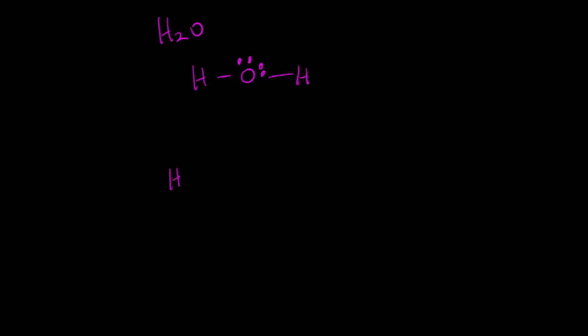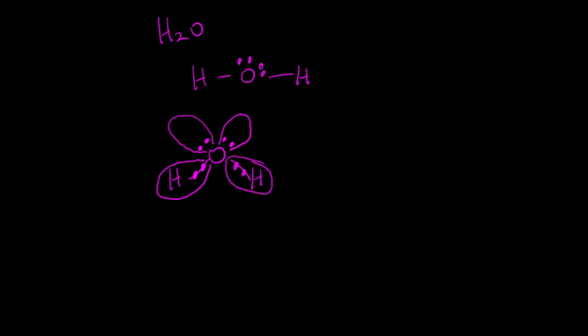And we normally draw it bent. Okay, bent. It's not linear. Why? Because there are 4 groups attached. There's a lone pair on this oxygen, a bonding pair on this oxygen, and a bonding pair on this oxygen. And we have 4 things attached. 4 things is called tetrahedral, okay?